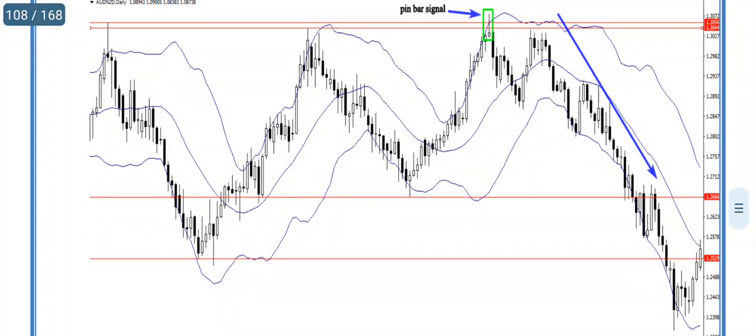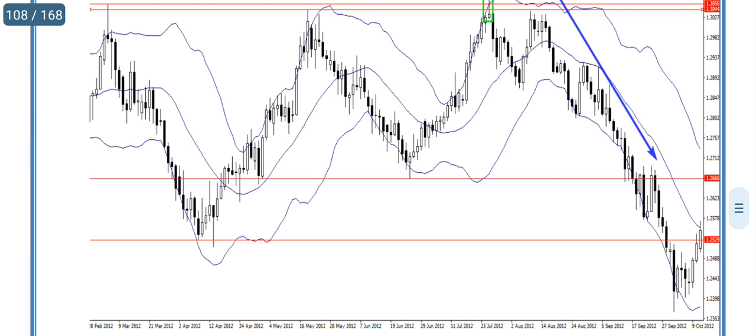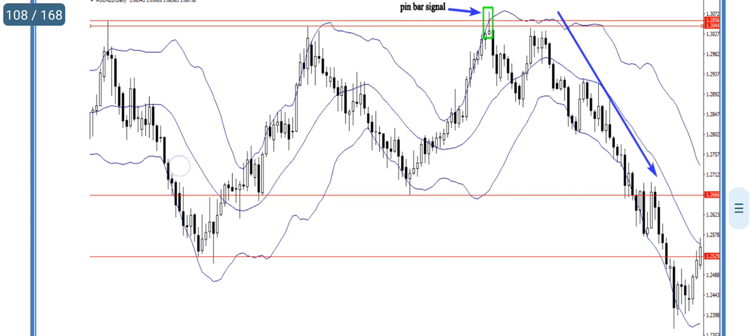So we are seeing our pin bar formed at the resistance level, and we are seeing the bands are trying to confirm our trade entry, and at this point, when you try to observe the market bands, they indicate a sell signal. Therefore, at this point, a professional trader is expected to sell the market.